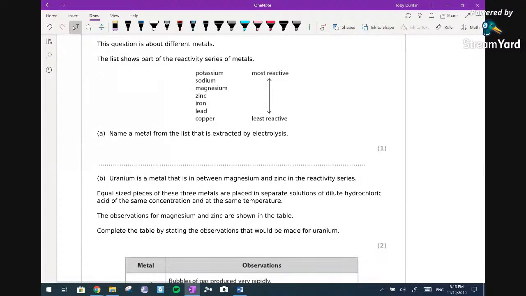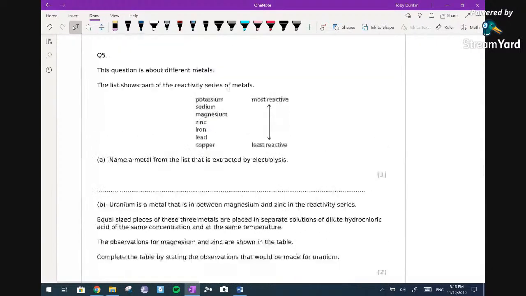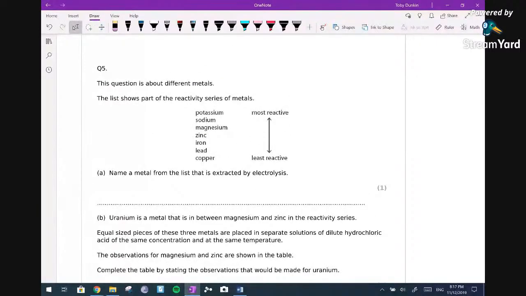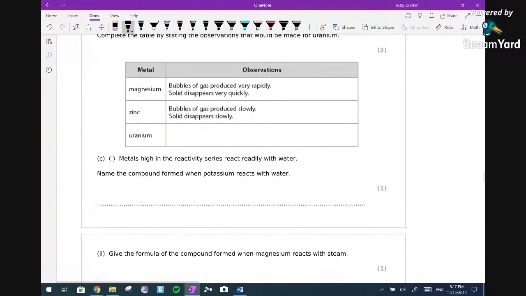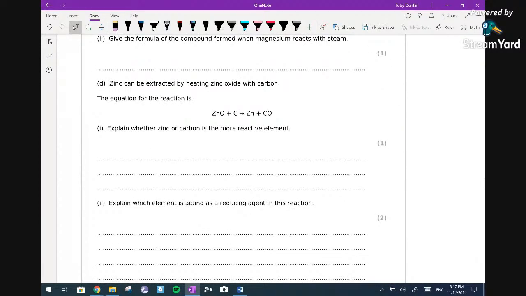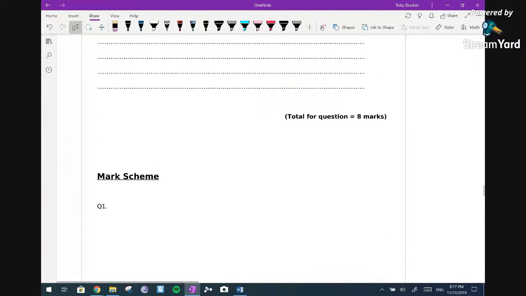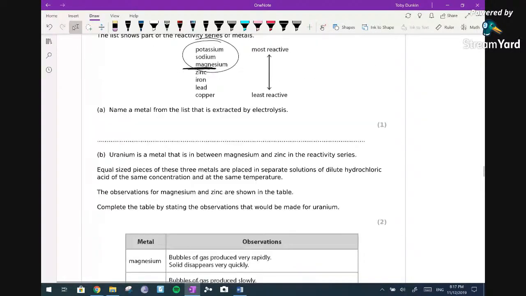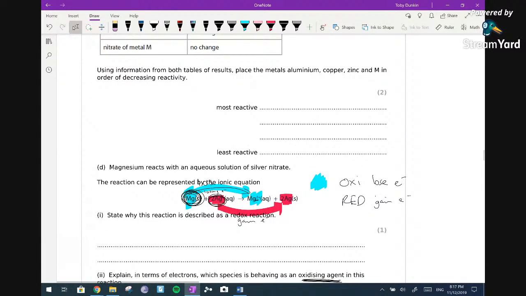Next. Name a metal from the list that is extracted via electrolysis. Oh, anything above carbon. That's clever that. They've taken lots of people out. Any of these guys are extracted by electrolysis. That's the end of it in terms of mark scheme. So the important one there really, folks, is looking at these two.